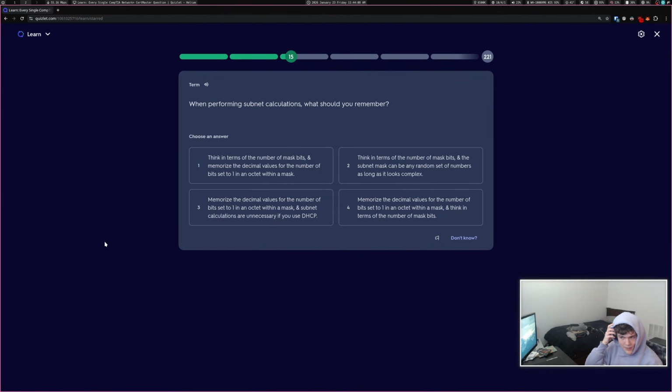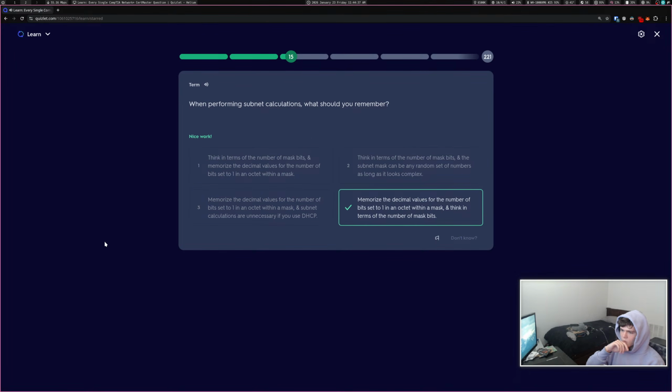When performing subnet calculations, it's not 2. Oh, 1 and 3 are the same. No, 1 and 4. Oh, well, I mean 1 and 4 are the same. 4? Okay.